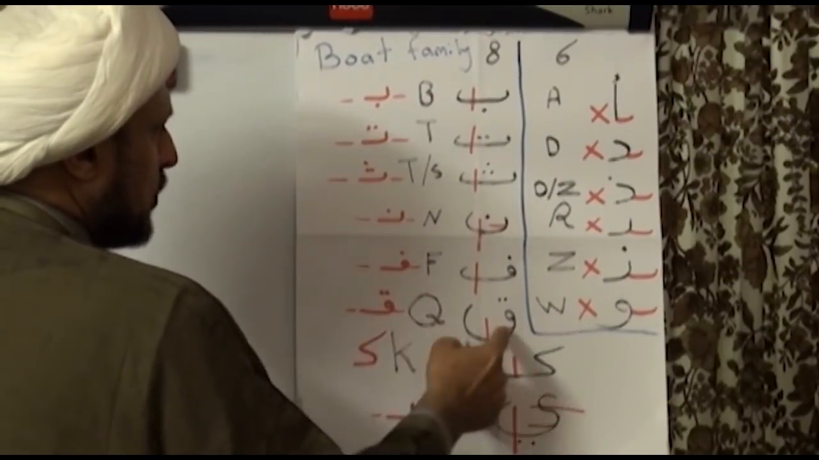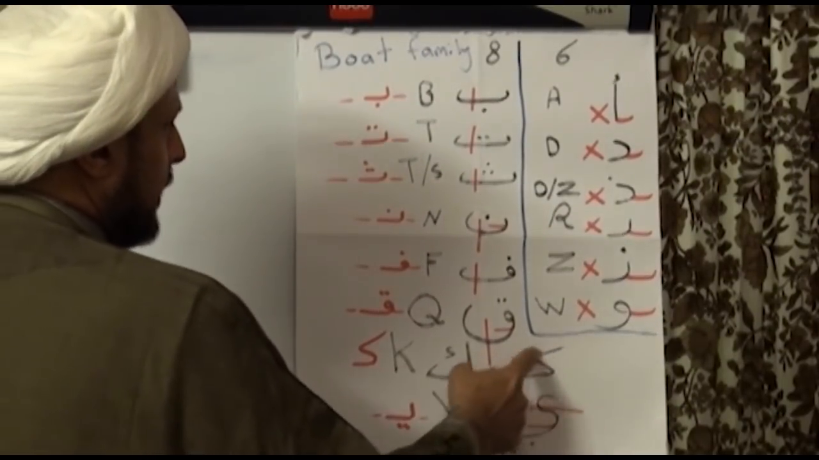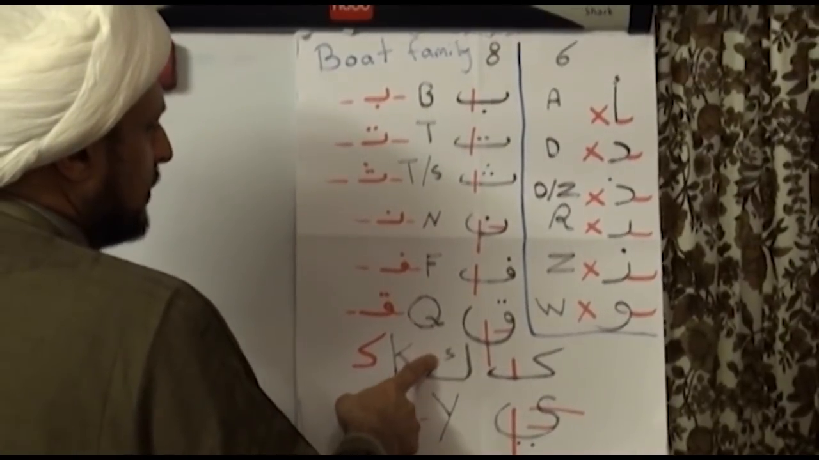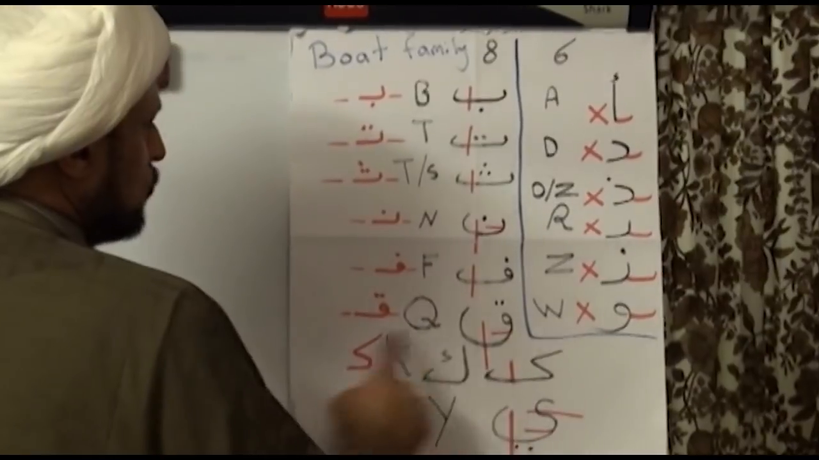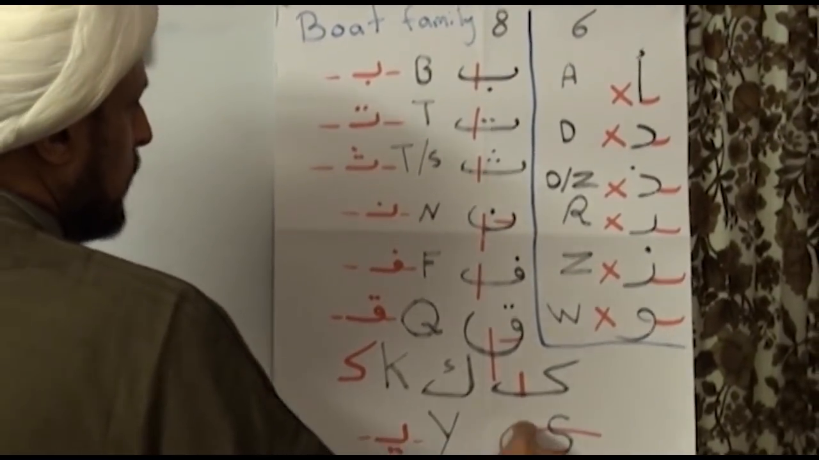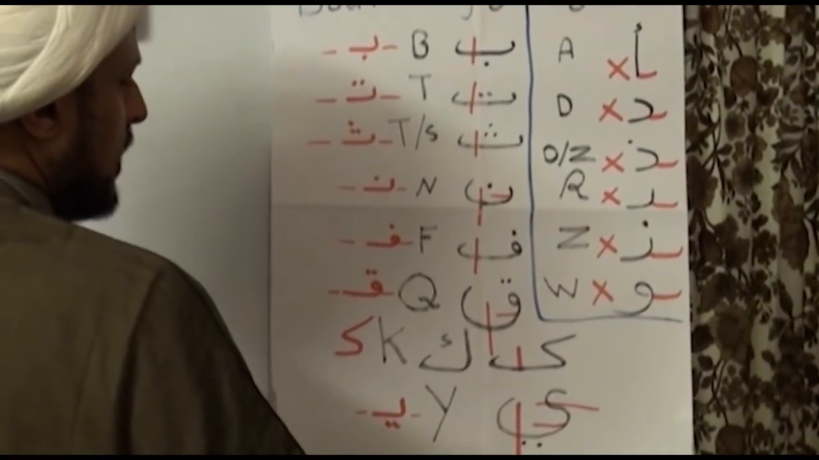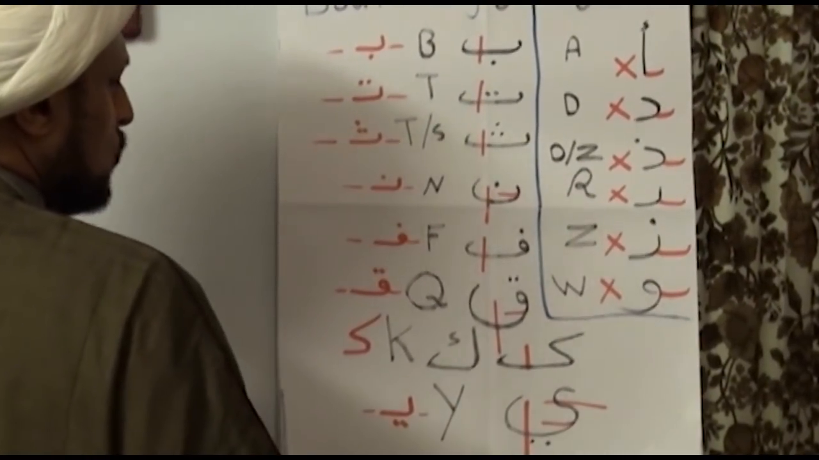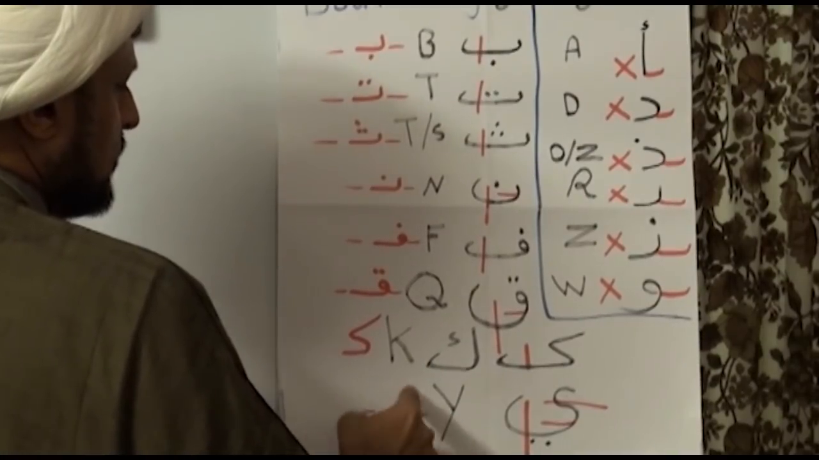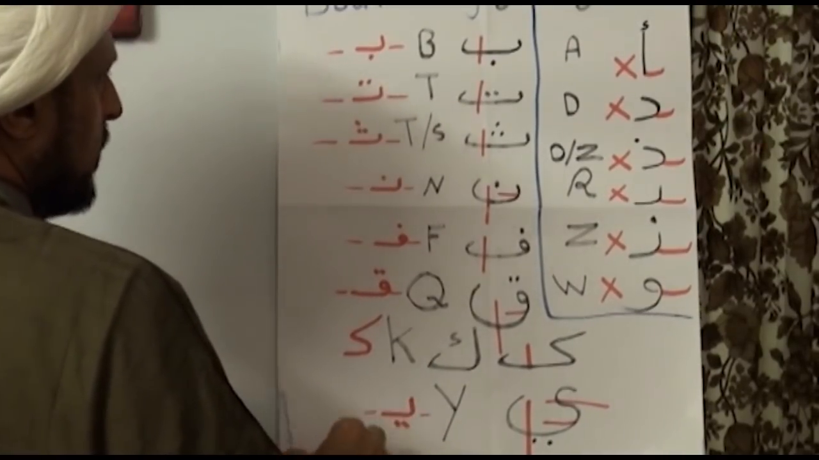Then Qaf, we have to cut the tail and stretch them. And Kaf, cut the tail. Kaf, at the end, it's written like this. In the beginning and in the middle, it's written like this. And then Ya, we said it's like a duck. So we cut the head, we cut the tail, and we stretch the stomach of the duck, or the thorax of the duck. So this is like the Ya. The Ya becomes like that.